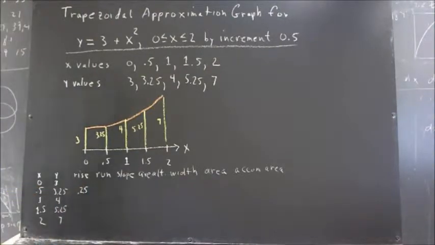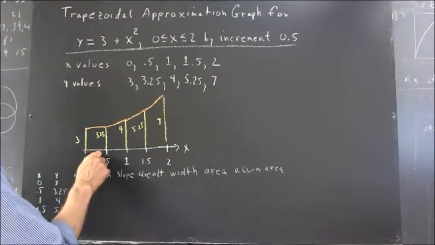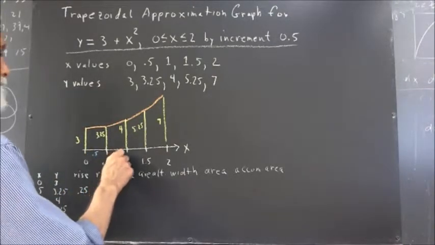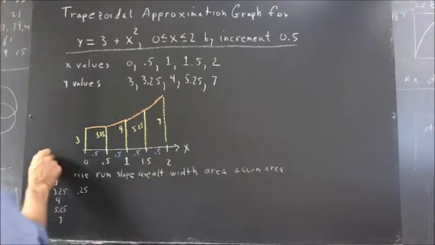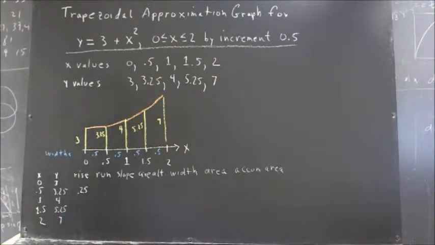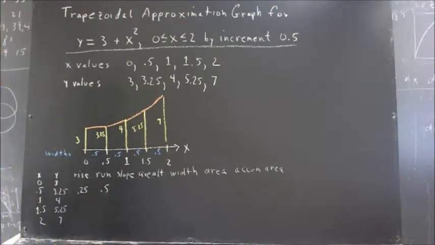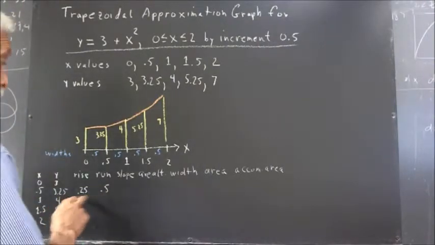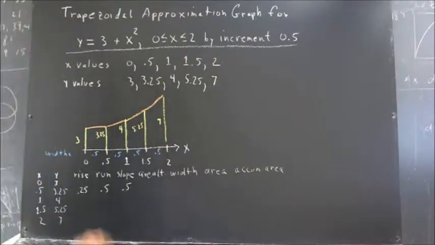Now it should be clear that the width of every trapezoid is going to be 0.5, and I'll indicate the widths here in blue. And of course, the run is in each case going to be equal to the width. That's going to be 0.5. The slope of our first trapezoid then is going to be rise divided by run, 0.25 divided by 0.5, which is 0.5.